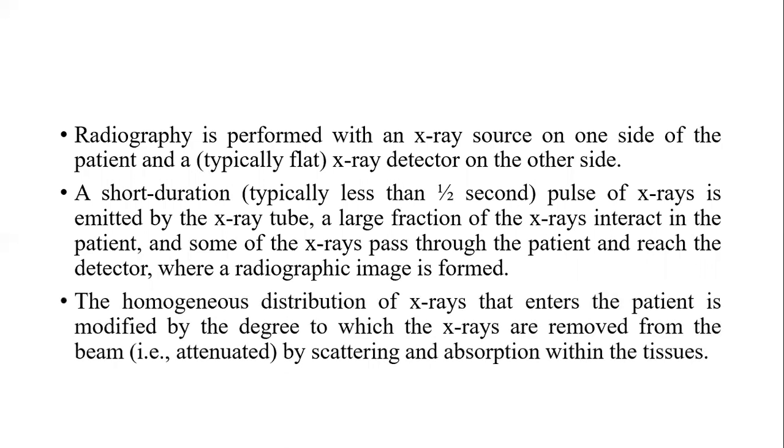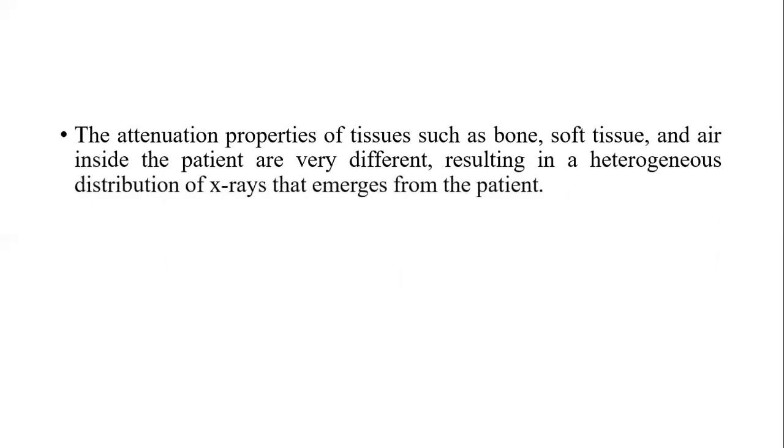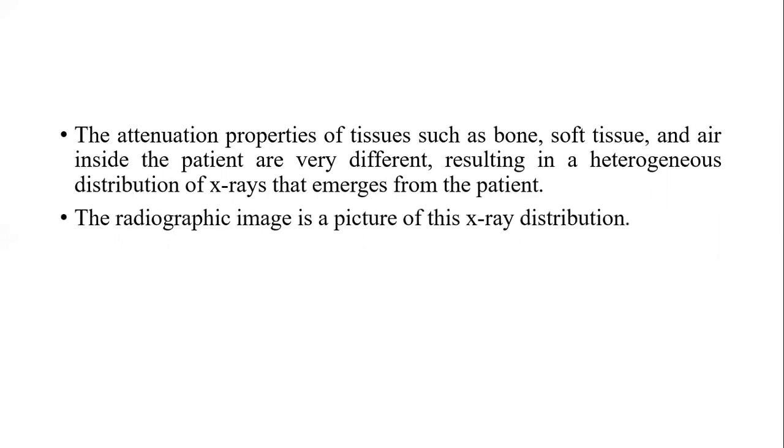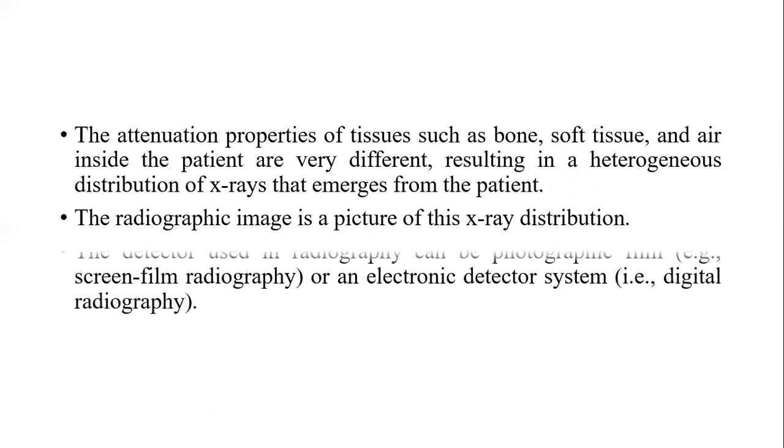The homogeneous distribution of X-ray that enters the patient is modified by the degree to which the X-ray are removed from the beam by scattering and absorption within the tissue. The attenuation properties of the tissue, such as bone, soft tissue, and air inside the patient, are very different, resulting in a heterogeneous distribution of X-ray that emerge from the patient. The radiographic image is the picture of this X-ray distribution.